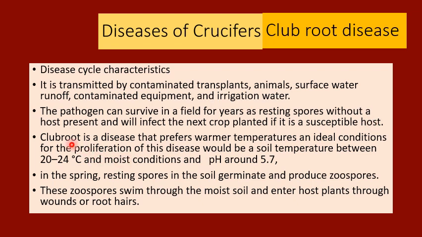Clubroot disease favors warmer conditions, and a soil temperature between 20 to 24 degrees Celsius is better for it. They also favor moist conditions for spreading the disease, and a pH around 5.7, that means a slightly acidic level, is preferred for the disease.